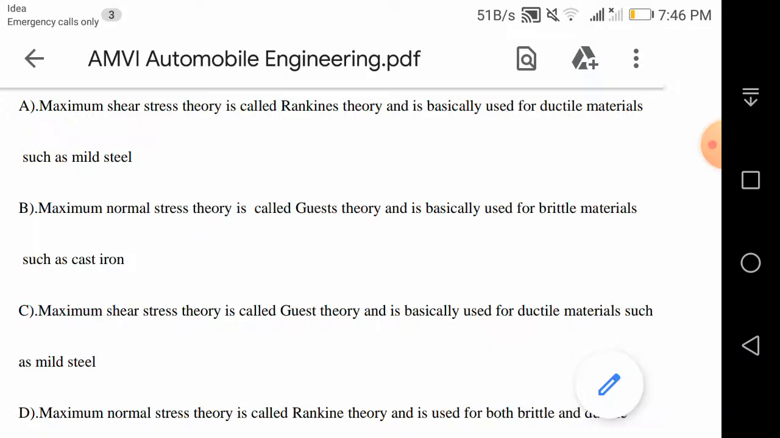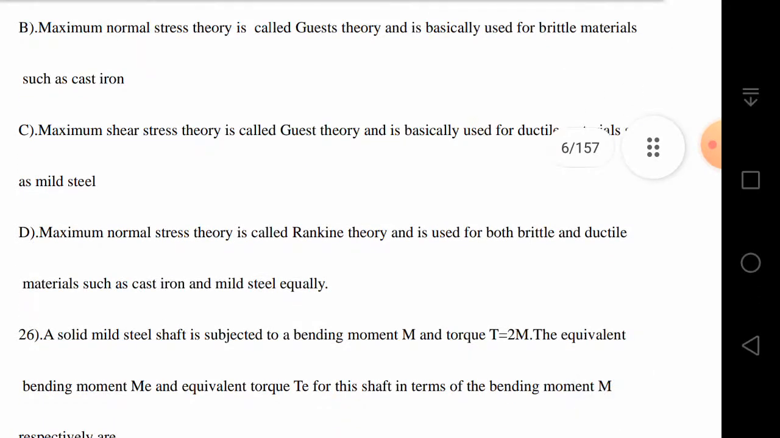Maximum shear stress is called Guest theory and is basically used for ductile materials such as mild steel. You know that mild steel is a ductile material and cast iron is a brittle material. So for cast iron you have to use Rankine's theory of failure. Okay, right. Next, that is also called maximum principal stress theory.